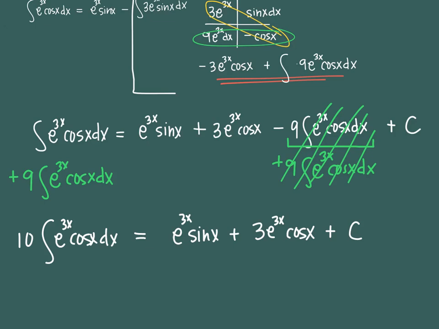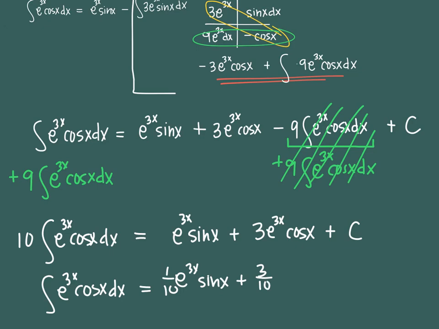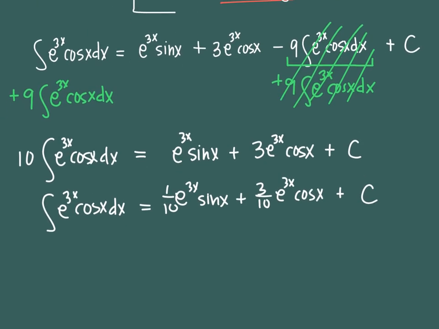So all I've got to do is get rid of that 10, and I will have an answer for my original question. So how do I get rid of the 10? I just divide. And so my original question, the integral of e to the 3x cos x dx, will be 1/10 of e to the 3x sine x and 3/10 of e to the 3x cos x. And I'm really sorry, Oliver, but it's going to be plus c again. I know we're dividing by 10, but it's still a constant divided by 10. And that is the answer.